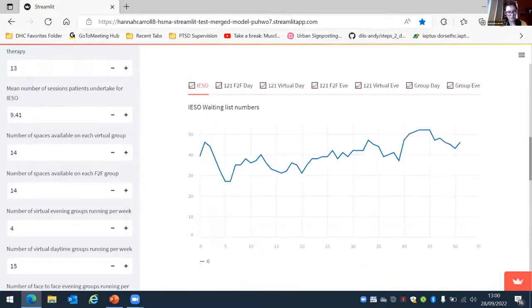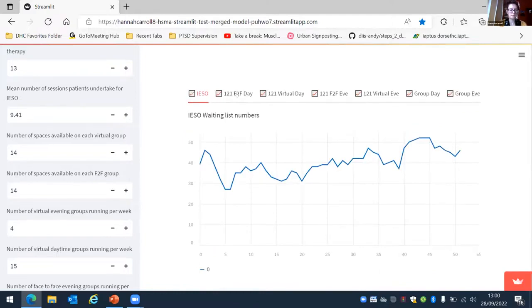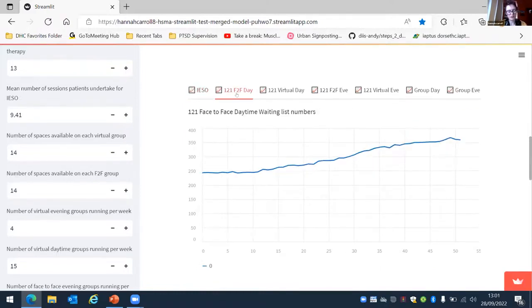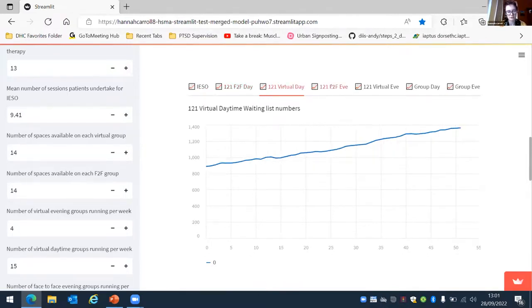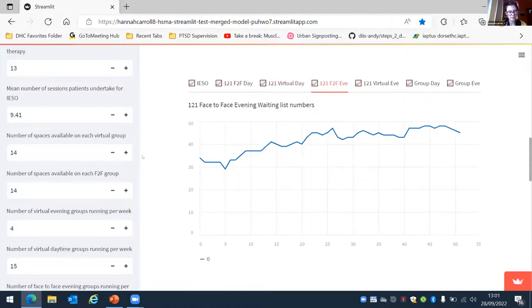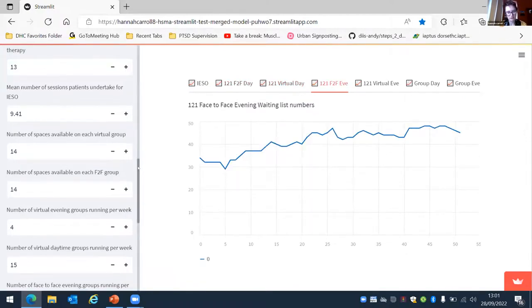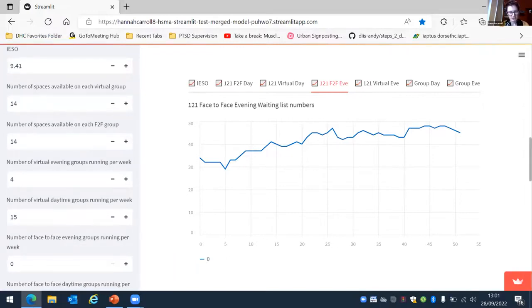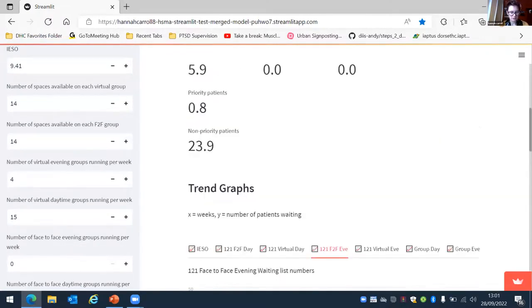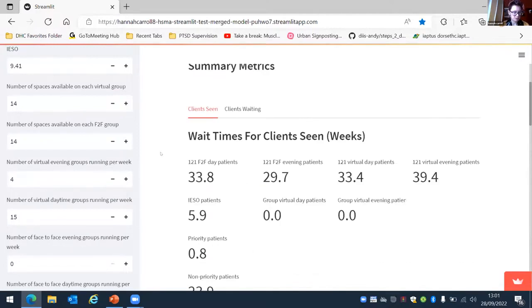And then a bit further down, we've got some graphs showing the number of patients waiting over time. And you can see for one-to-ones, it is steadily increasing, which does reflect the real life situation. And then just a bit further down, we've also got just raw data, just in case anyone wanted to do anything with that, or just to help us when we're looking at the model as well.